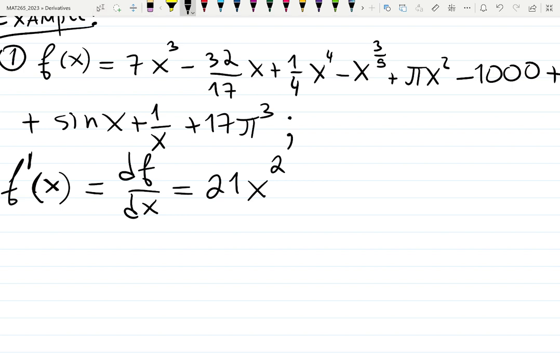Next, minus 32 over 17x. Yell again together. Negative 32 over 17. What happens to x? It's one. Derivative of x is 1. But 32 over 17 survives because it was multiplied. I call it a sticker. So it sticks to the function, and that's why it survives. But if it's standing by itself, minus 32 over 17 plus x, then it's 0. But the sticker survives.